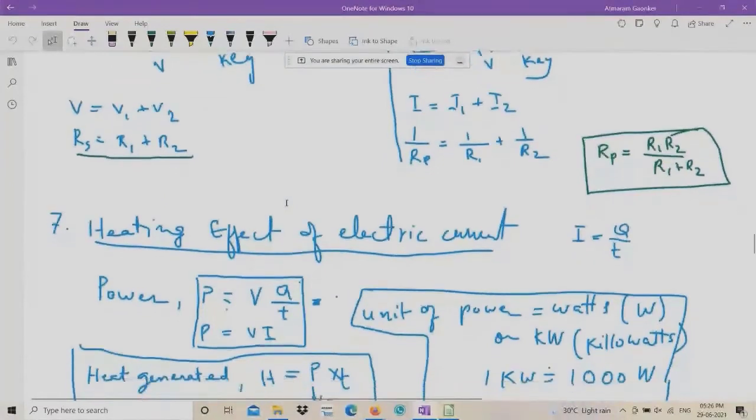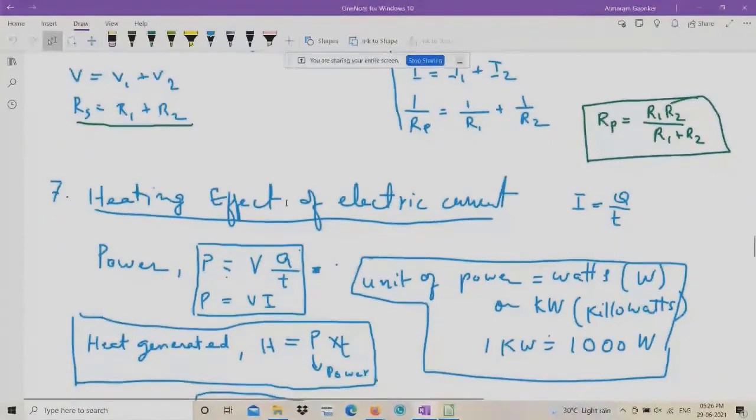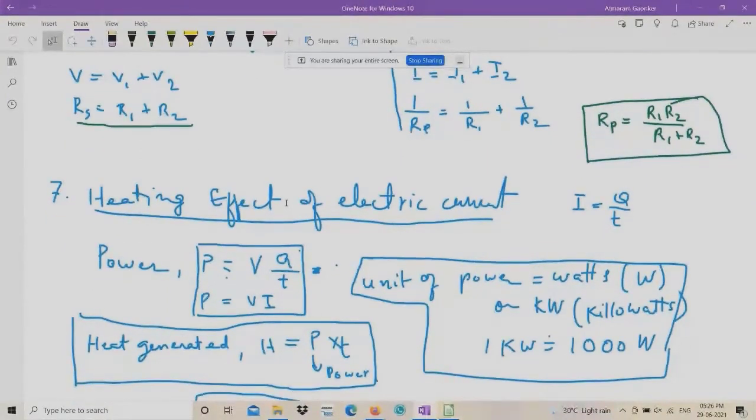Now a few more formulas you have to know, and they are very easy formulas. Don't think that it is difficult. They are small formulas and very few formulas. If you know them and know how to use them, it's easy. Only formulas are there. This topic is 100% mathematics. So now we are discussing the heating effect of electric current.